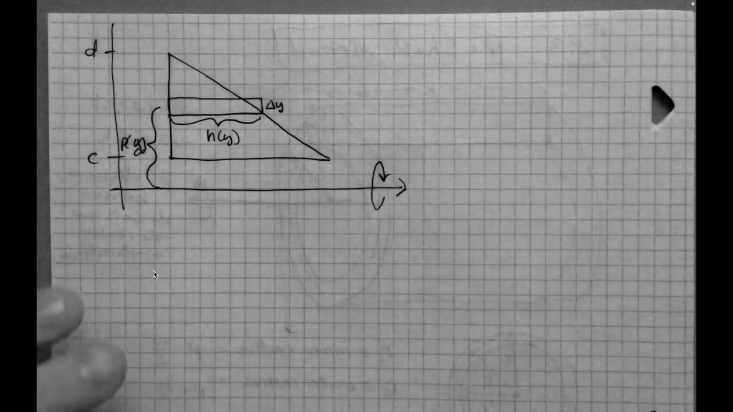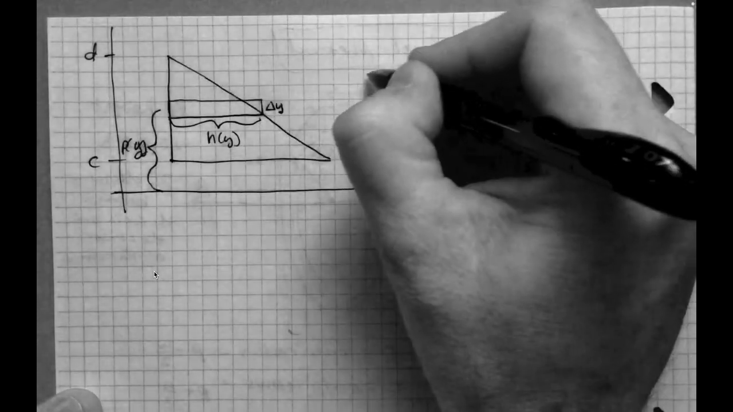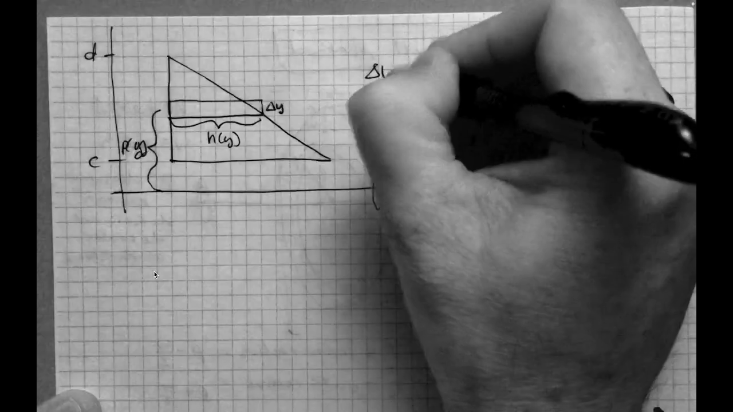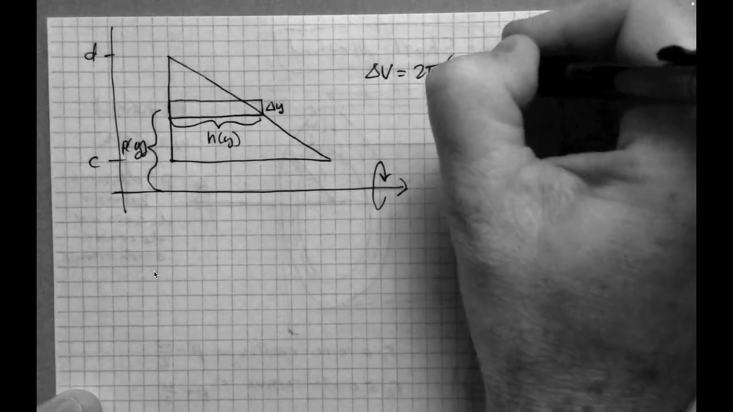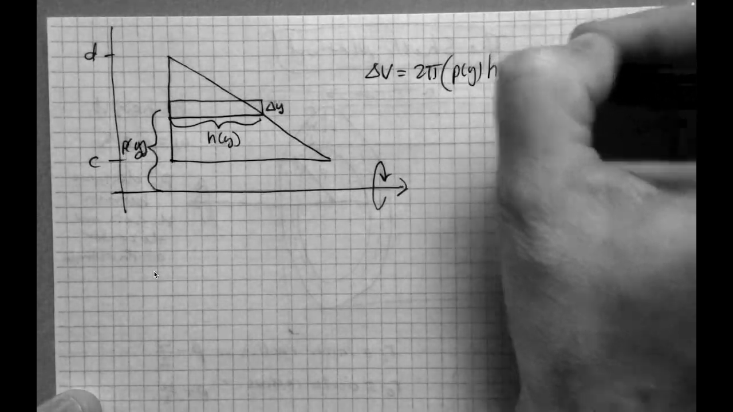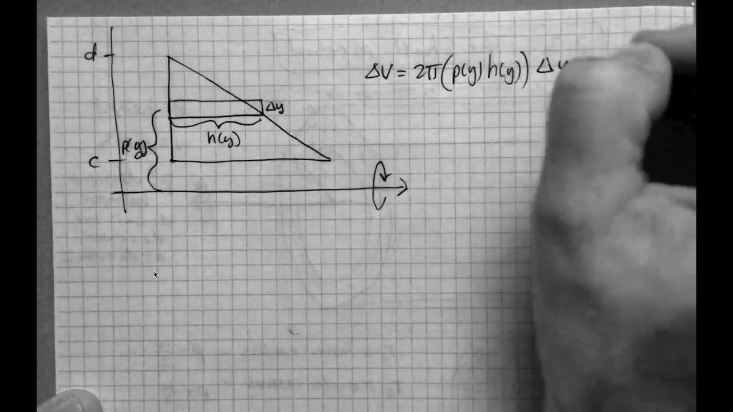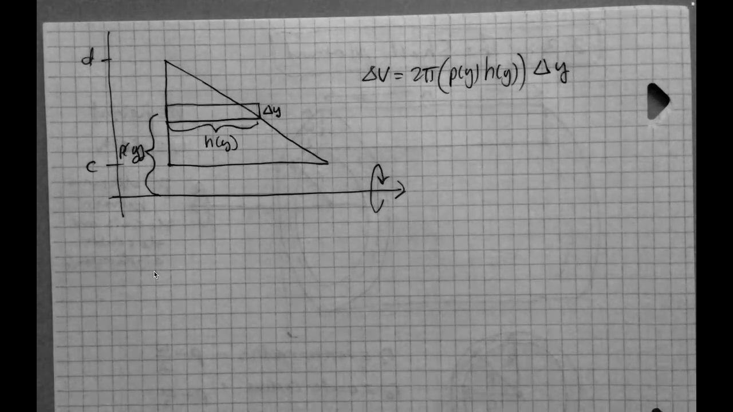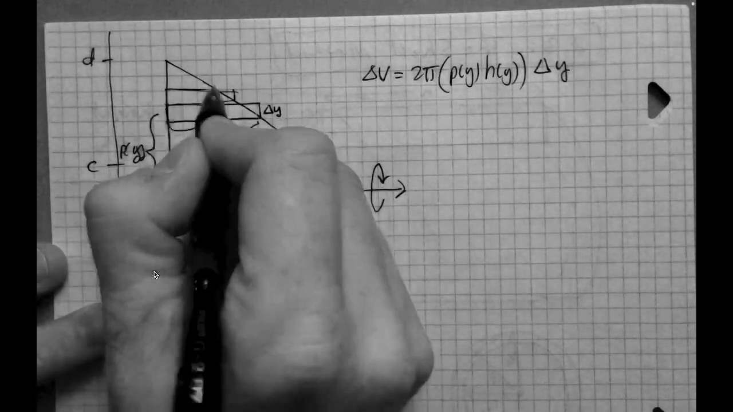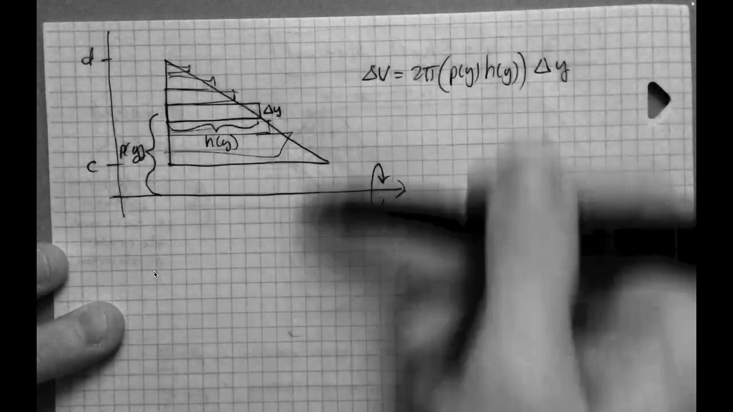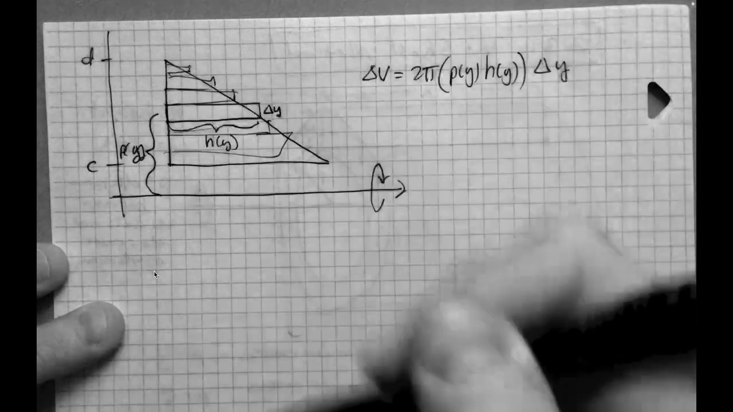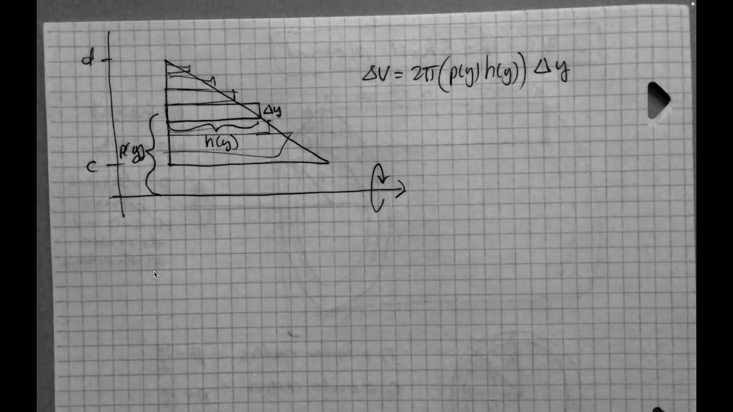So the volume is going to be equal to 2 pi times p of y, h of y, times the width, which is going to be delta y. We'll hold that constant for all of the rectangles. You can imagine we create more and more rectangles. And of course this is rotating. That's the 2 pi piece of it. This is rotating about this axis and creating a solid three-dimensional object.